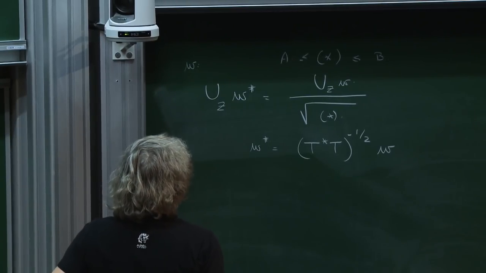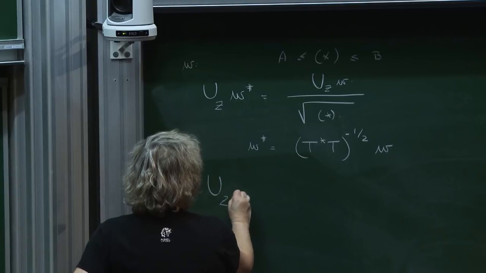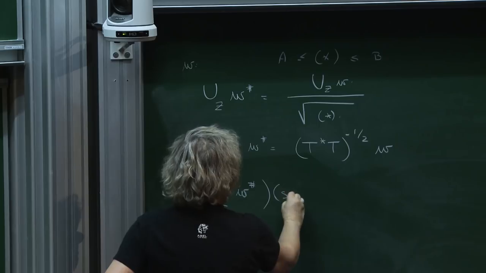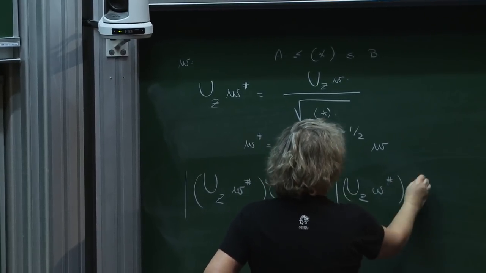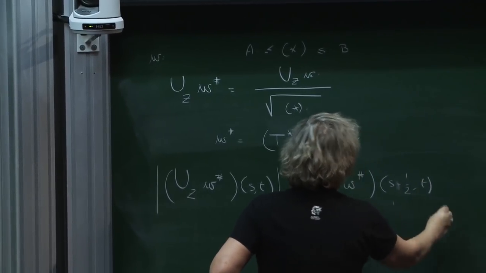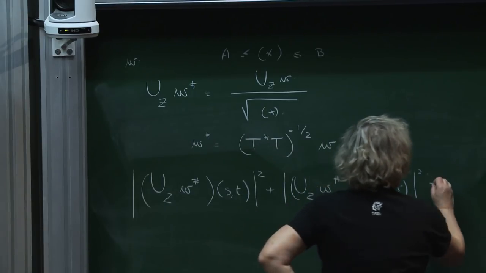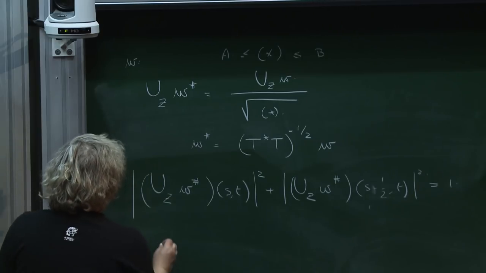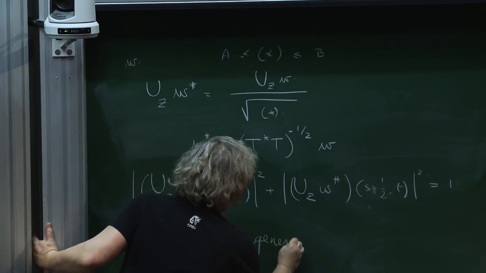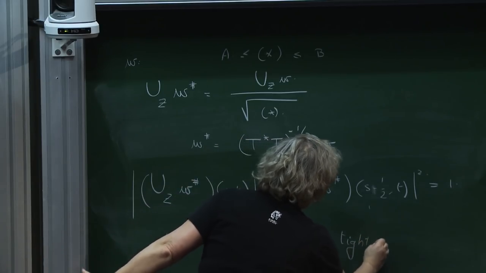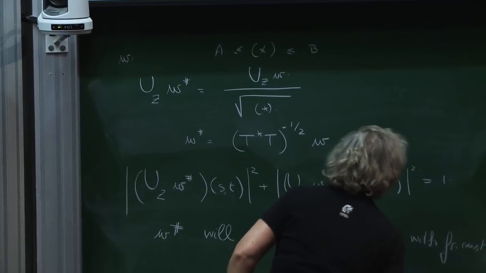Okay, so now if I look at the Zak transform of W sharp in s, t squared plus the Zak transform of W sharp in s plus a half or s minus a half, t squared, the numerator and the denominator will cancel out, and I will find that this is equal to 1. So W sharp will generate a tight frame with frame constant 1.